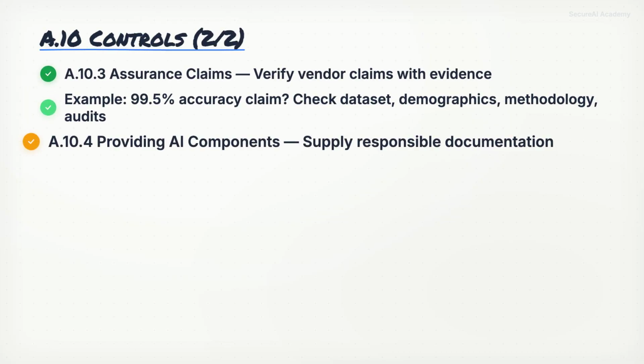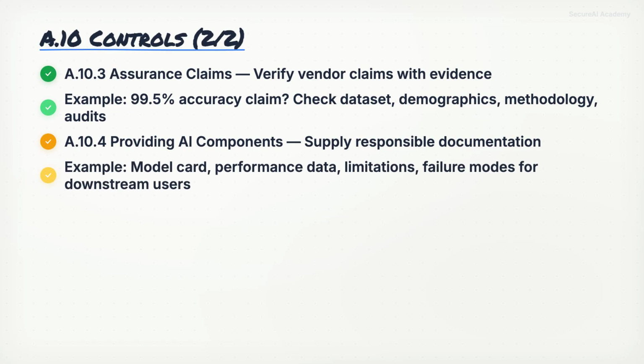Control 3. Use of assurance claims. Evaluate third-party claims critically. Example: a vendor claims their facial recognition is 99.5% accurate. The company does not just accept this. They ask for the test dataset composition. Check if accuracy holds across different skin tones and lighting conditions. Verify the testing methodology, and request independent audit reports. Assurance claims must be evidence-based, not marketing.